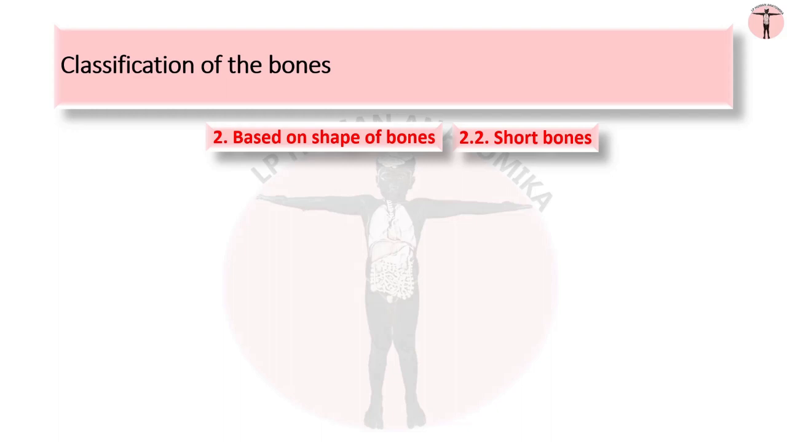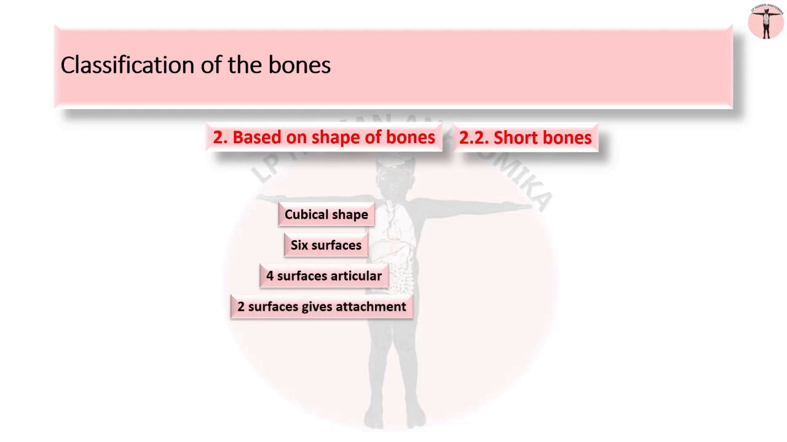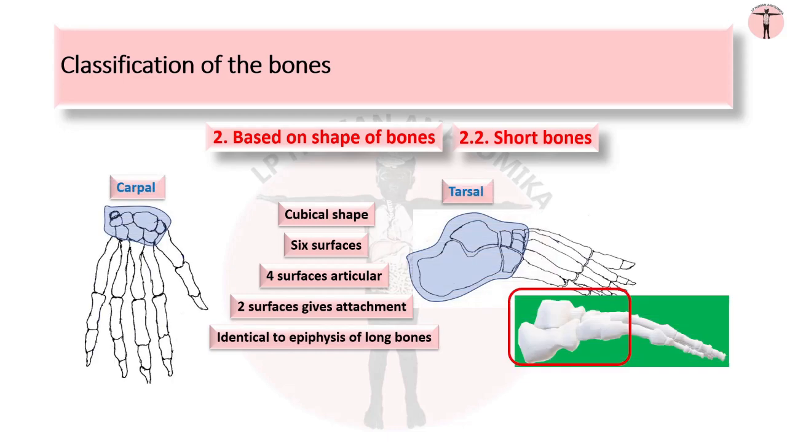Coming to the second subclassification, that is short bones. Typically, each short bone is cubical in shape and presents 6 surfaces. Out of these, 4 surfaces are articular and the remaining 2 surfaces give attachment to the muscles, ligaments and are pierced by blood vessels. Short bones are identical in structure with the epiphysis of the long bones. Carpal and tarsal bones are examples of short bones. All short bones ossify in cartilage after birth except the talus, calcaneum and cuboid bones, which start ossification in intrauterine life.